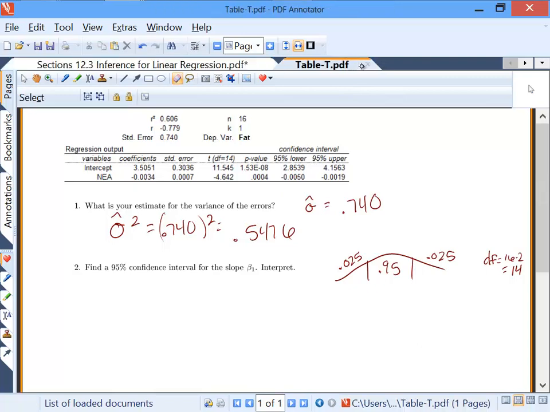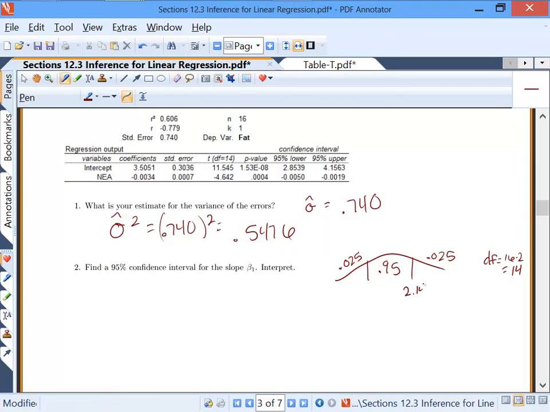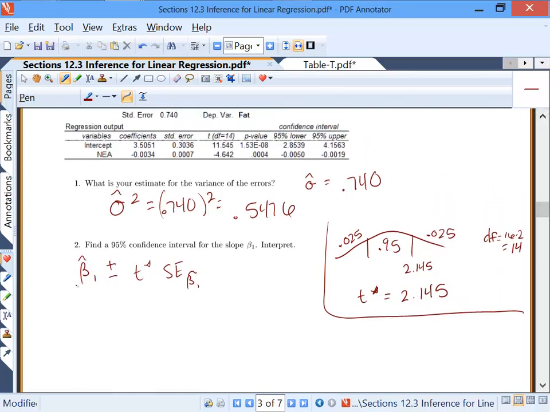But let's go to our T table. We want 14 degrees of freedom and 0.025 in the right tail puts me at a critical value of 2.145. So we have that our critical value is 2.145. Now the equation for our confidence interval is our estimate plus or minus our critical value times the standard error for our estimate.